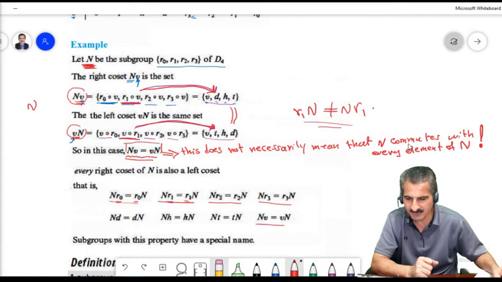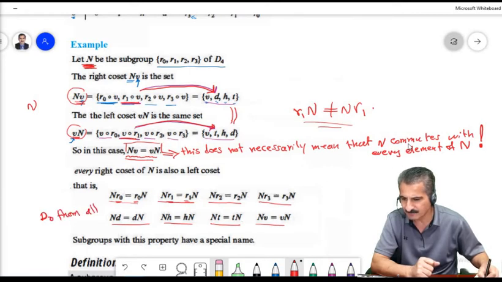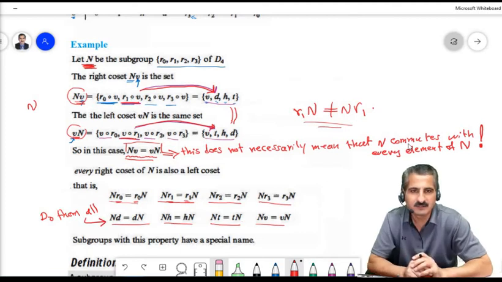Here the V we have computed already. Compute the left coset and right coset using T, using H, and using D. Do them all. You must make sure these left and right cosets are all equal.